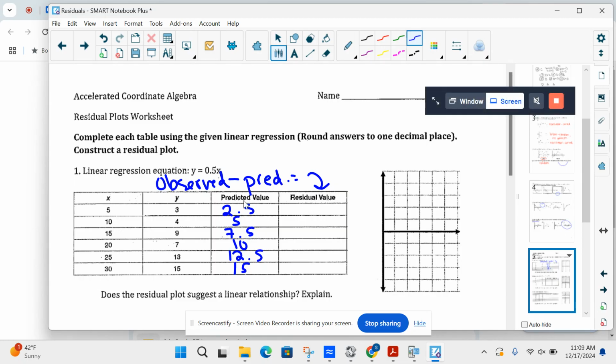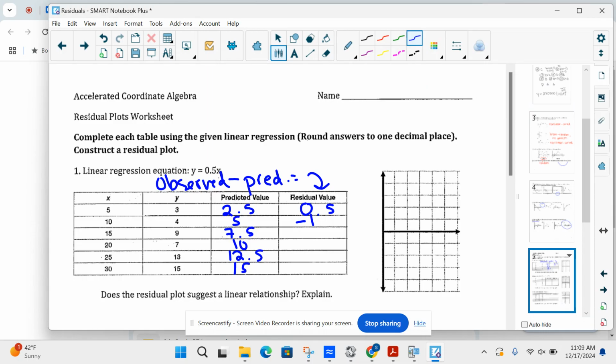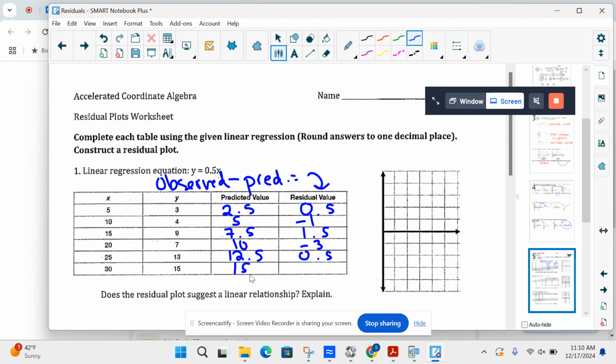Then the residual is your observed minus predicted. So 3 minus 2.5 is 0.5. 4 minus 5 is negative 1. Be careful with the ones that are negative, because you want to make sure to include the negative sign. 9 minus 7.5 is 1.5. 7 minus 10 is -3. 13 minus 12.5 is 0.5. And then 15 minus 15 would be 0.